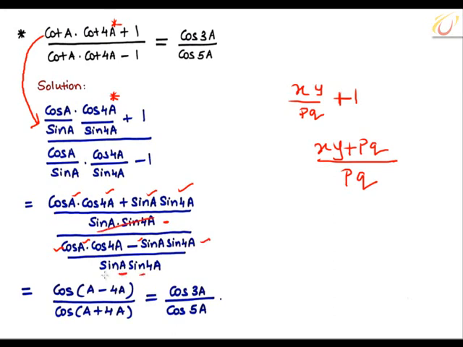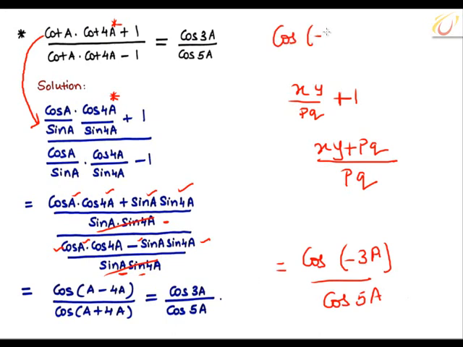So sin A sin 4A cancels. Cos A cos 4A plus sin A sin 4A is cos(A minus 4A). Cos A cos 4A minus sin A sin 4A is cos(A plus 4A). So we actually get cos(minus 3A) upon cos 5A. So one formula to remember, write it down. Cos of minus theta is equal to cos theta.